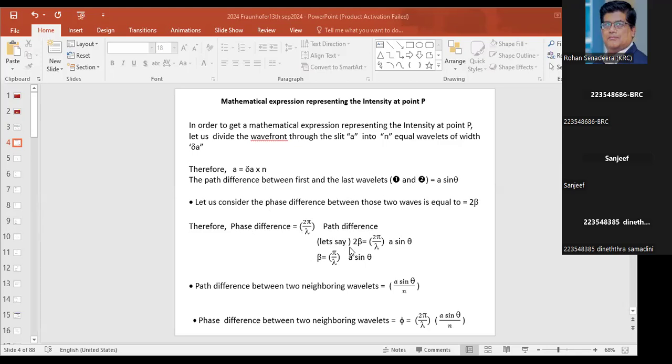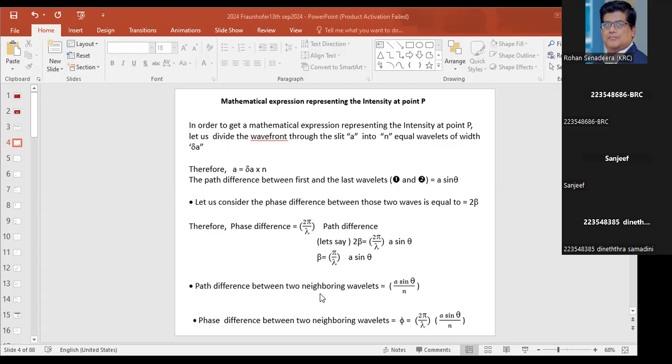Now we can write 2 beta is equal to 2 pi over lambda into a sin theta, path difference, phase difference. From this equation, you can write beta is equal to pi over lambda into a sin theta, because this 2 you can cancel out. Then finally we get beta is equal to this much.